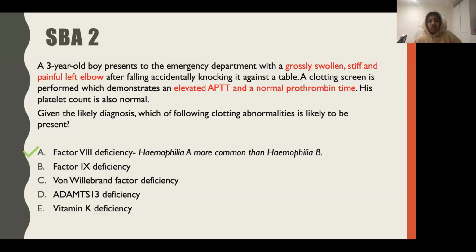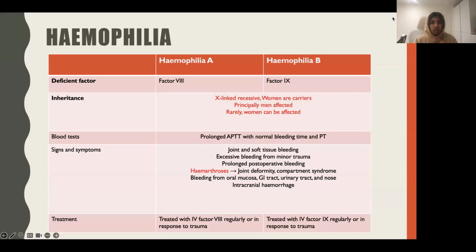So this is hemophilia. Hemophilia A is factor 8, and hemophilia B is factor 9. So the answer will either be A or B. The reason why it's A is hemophilia A is just more common than hemophilia B. That's literally it. But yeah, good on you guys for identifying that it's hemophilia. So hemophilia, there's two types. There's A and B. Hemophilia A is factor 8. I remember it because A sounds like 8, and then B is just one more, so it's 9.